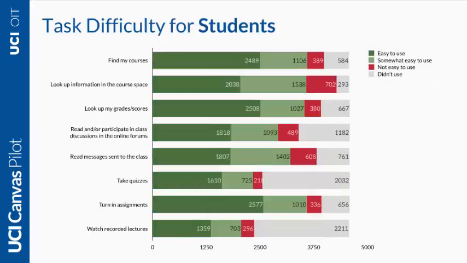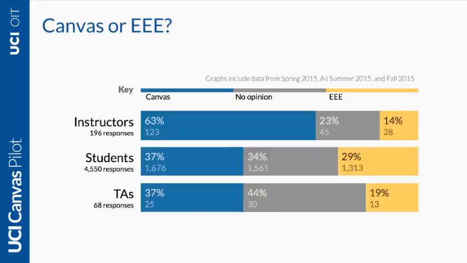A parallel question for students had similar results, highlighting a potential priority on improving the ease with which students can find course information and retrieve messages, while validating the overall high ease of use for Canvas for students.